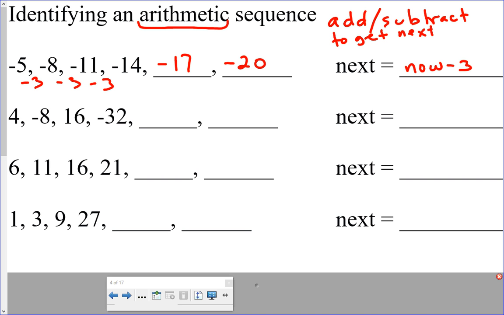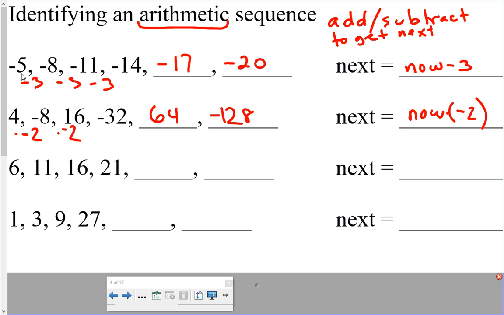So on the next sequence, it looks like they're multiplying by a number. They're multiplying by -2. 4 times -2 is -8. -8 times -2 is 16. So that means -32 times -2 is 64, and then -128. So this is not arithmetic, but we can use a next now statement: the next is now times -2.